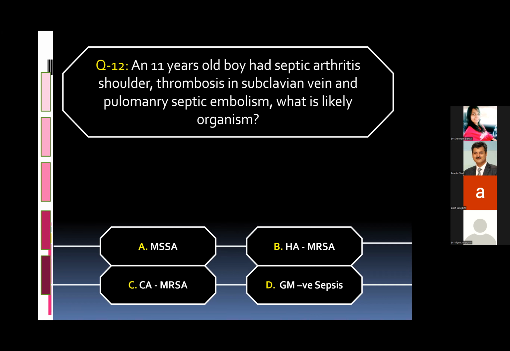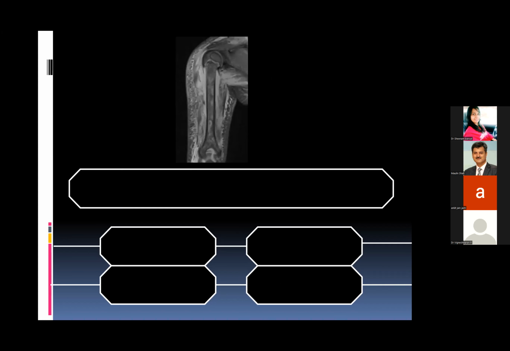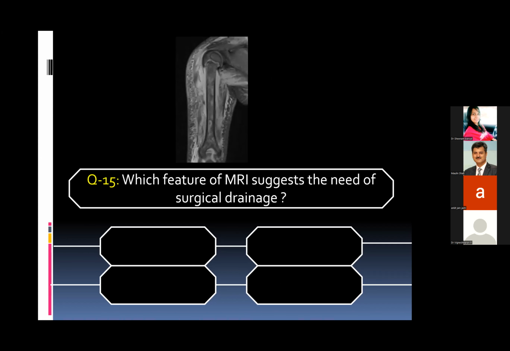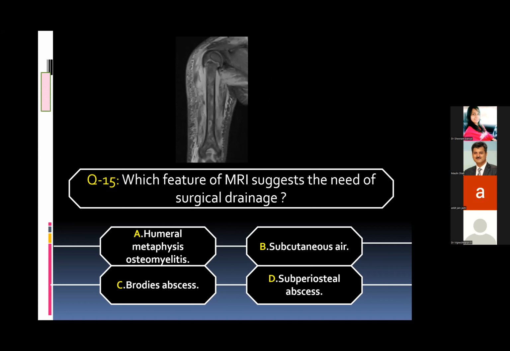Okay. Next question. An MRI picture has been shown here. Which feature of MRI suggests the need of surgical drainage? Subperiosteal abscess. Exactly. So subperiosteal abscess needs to be drained. Any abscess that cannot be taken care of by antibiotics. Subcutaneous air, Brodie's is a long-standing disease, so subperiosteal abscess is the correct answer.